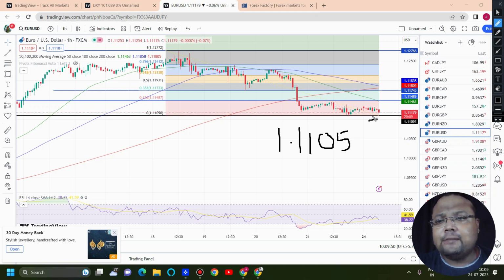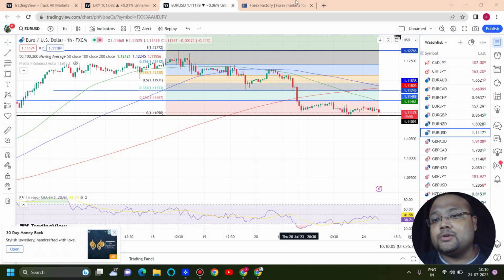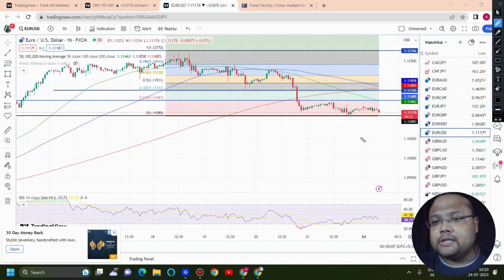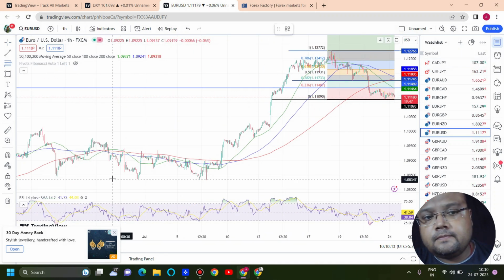If you take a sell, be careful and do not expect the next profit of 40 to 50 pips. There's a high chance that the market will reverse before hitting the next level of 1.1060, because this is the next support on the chart of Euro USD. If you're wondering why, let me show you.